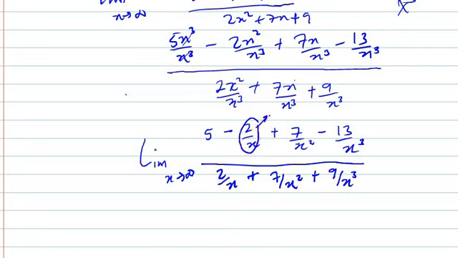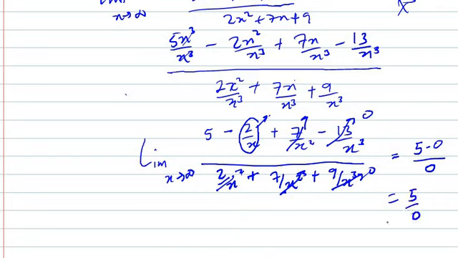If that's the case, we have 1 over x, here 1 over infinity, here 1 over infinity, 1 over infinity squared is going to be equal to 0. Here is 0, here is 0, here is 0, we have x, here is 0. So if that is the case, we have 5 minus 0 all over 0, so we have 5 over 0.